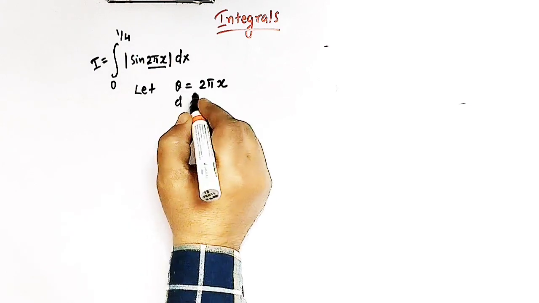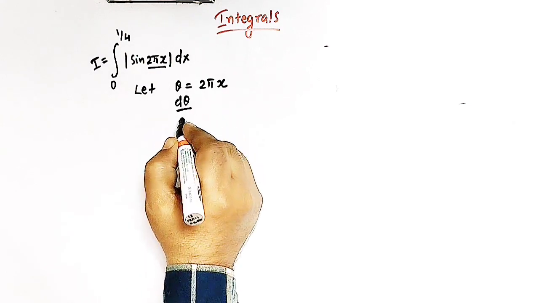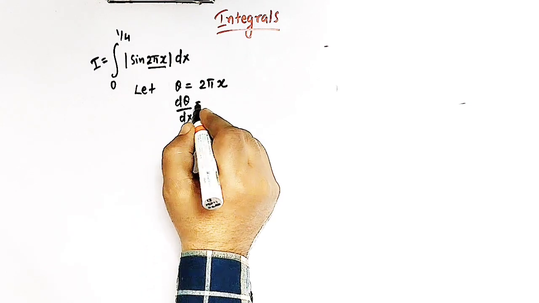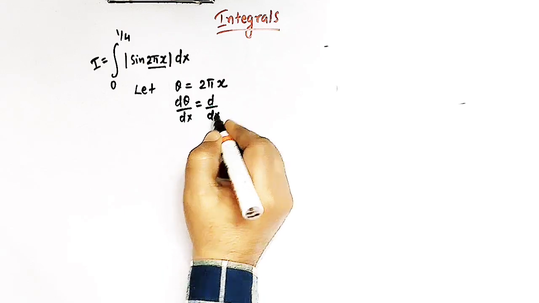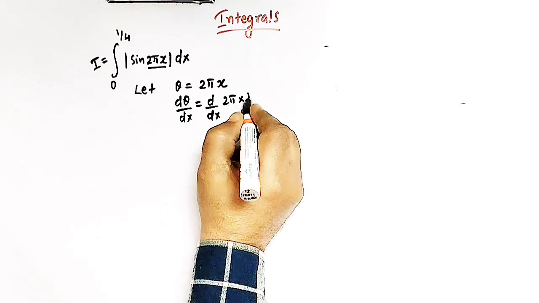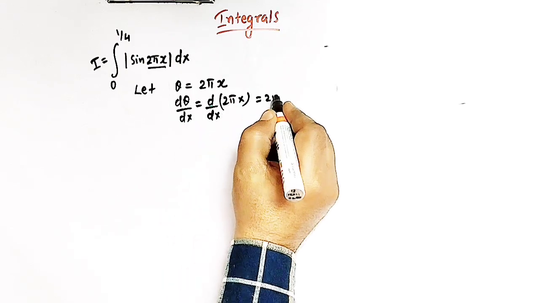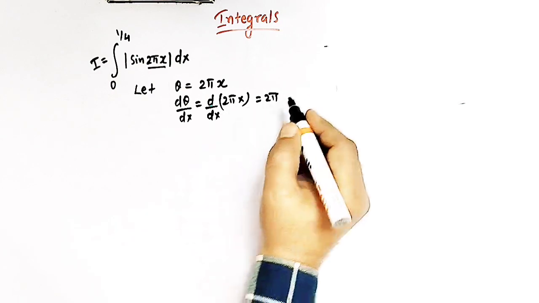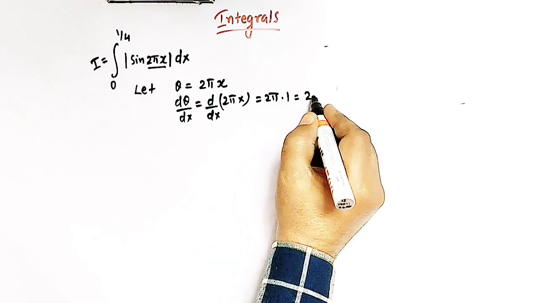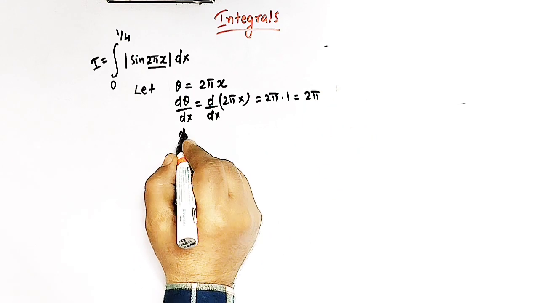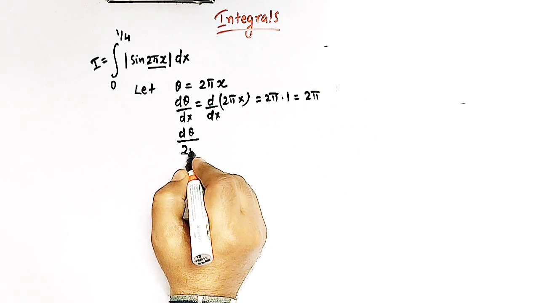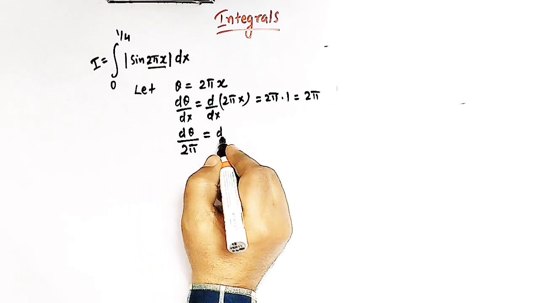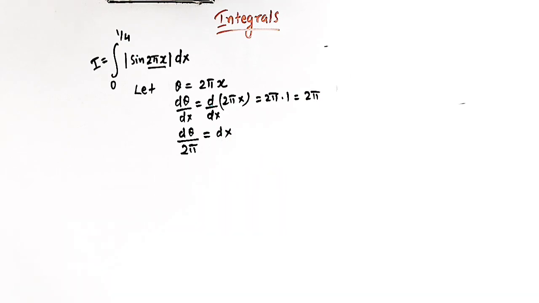Let us differentiate theta with respect to x. D theta over dx is equal to d by dx of 2 pi x, and we can write 2 pi, and here the derivative of x with respect to x is 1, so this is 2 pi. So d theta over 2 pi is equal to dx, right?